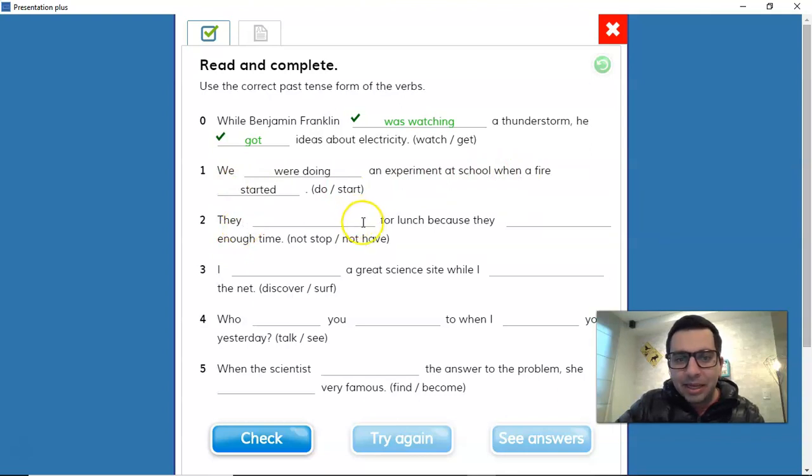Number 2, they blank for lunch because they blank enough time. Not stop and not have. That's tricky. They didn't stop for lunch because they didn't have enough time. All right.